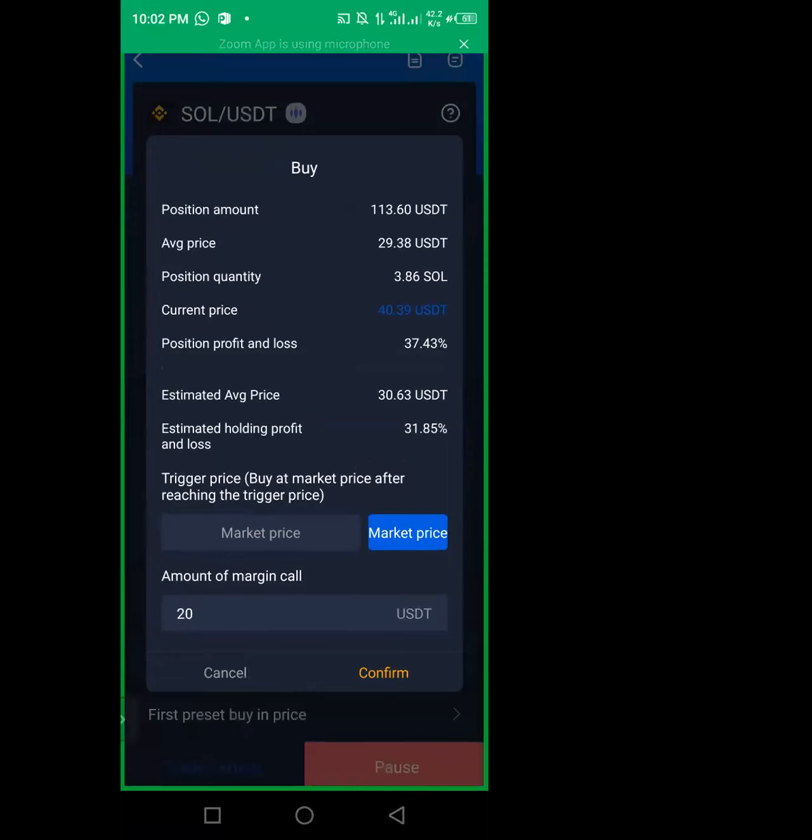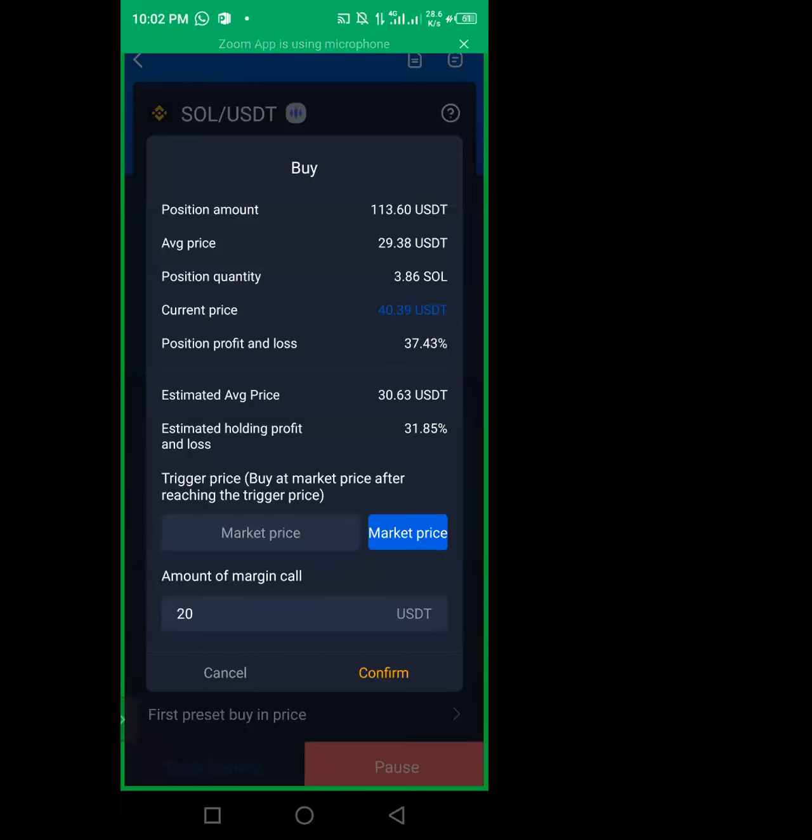Manual replenishment, if you observe, normally this coin is already in floating profit. We don't do manual replenishment in floating profit. We do it when the coin is in floating loss. You understand? If you do manual replenishment in floating profit, the return rate will be reduced. So you can see the position profit and loss.